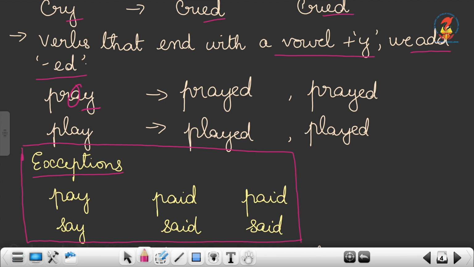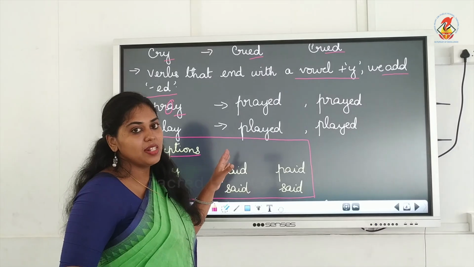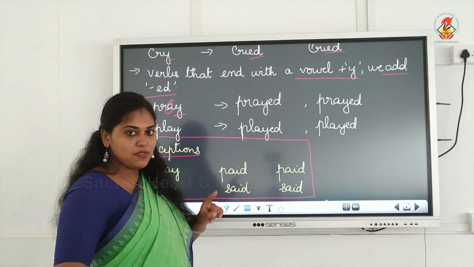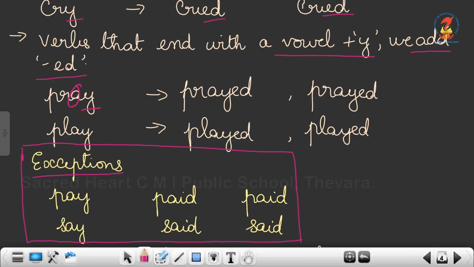In the same way, play also ends with a vowel and y. So there also we just add ed, and so it becomes played, played itself. Then exceptions in the verbs that end with a vowel and y, there are two exceptions that you have to keep in mind. For pay, it is a different case. So pay, the past form is paid and past participle is also paid. In the same way, say also, it is said, said.